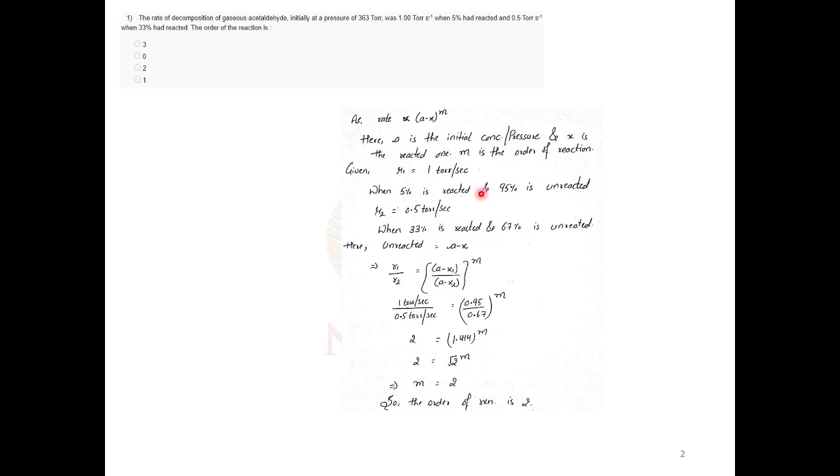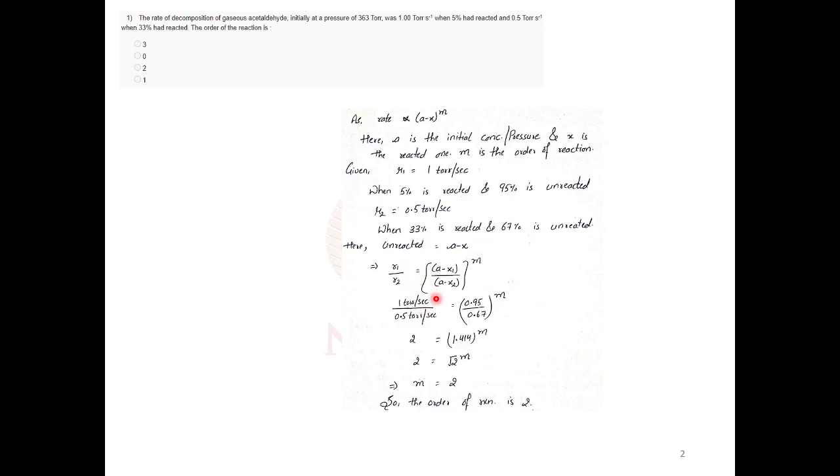So when 5% has reacted, it means 95% is unreacted. From here you can get the rate in torr per second. Then you go to the other rate. When 33% has reacted, 67% is unreacted. Now you need to compare the reaction rates, and that is involved in many cases with respect to the order. So here m is the order.